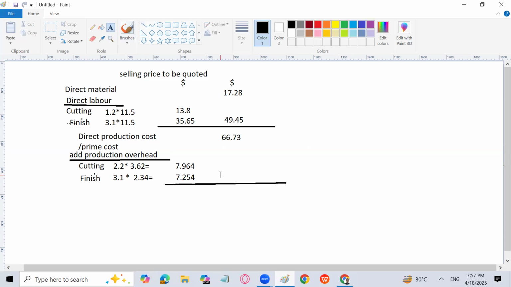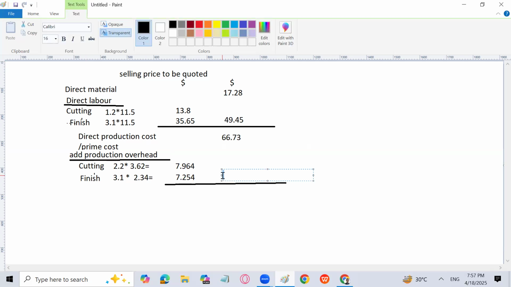Total overhead cost per unit is 15.218. And now the direct production cost plus overhead cost, you will get the total cost, 81.948. You can also write that in total cost, maybe there is a selling and admin cost which needs to be added. You will add that, but here it is not given in the question.